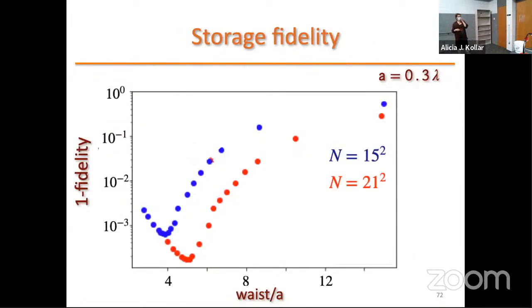So this is what one sees. These are the simulations for two lattice sizes. One is 15 squared, the other one is 21 squared. On the x-axis is the waist size of the Gaussian. So you want to go over a couple of lattice sites, but not all. And on the y-axis is 1 minus the fidelity, and of course that's what we want really small. As you can see, already for a 21 by 21 lattice, we get basically a four-nines fidelity. Okay, that's of course the ideal case when we choose the waist exactly right.